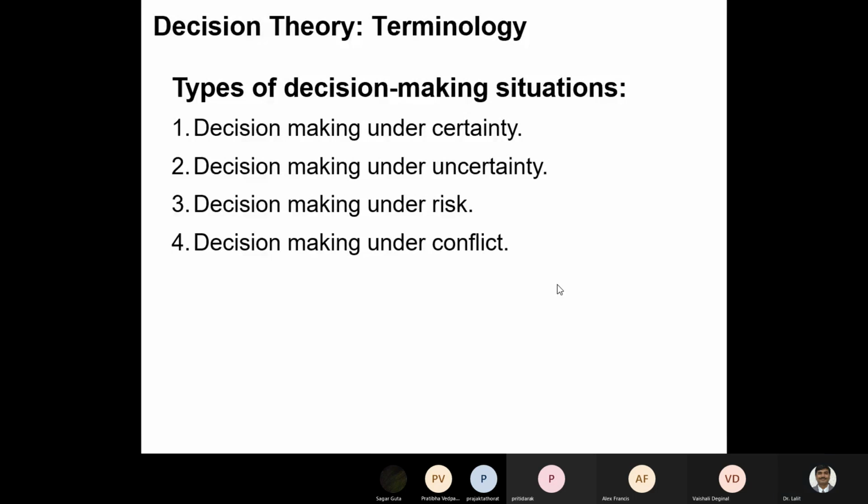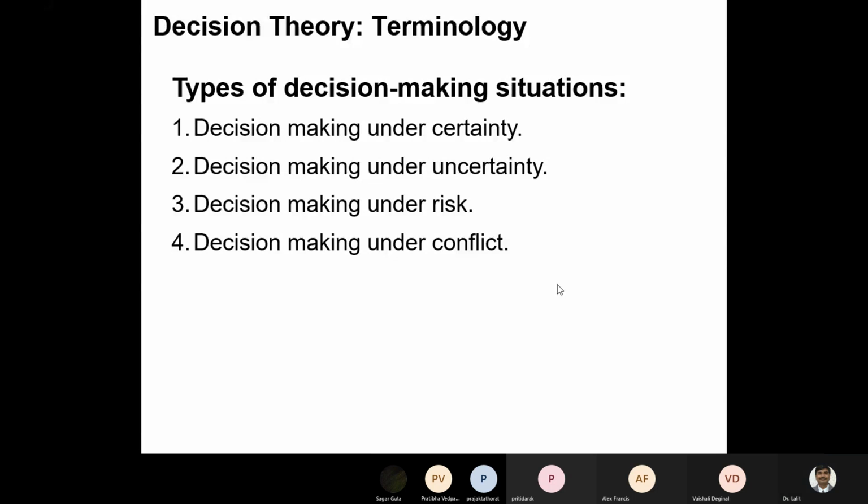And fourth is decision making under conflict. Up till now, we have discussed the situations in which only the decision maker is taking a decision. There are states of nature, but the occurrence of the event or the state of nature is not dependent on the decision taken by the decision maker.